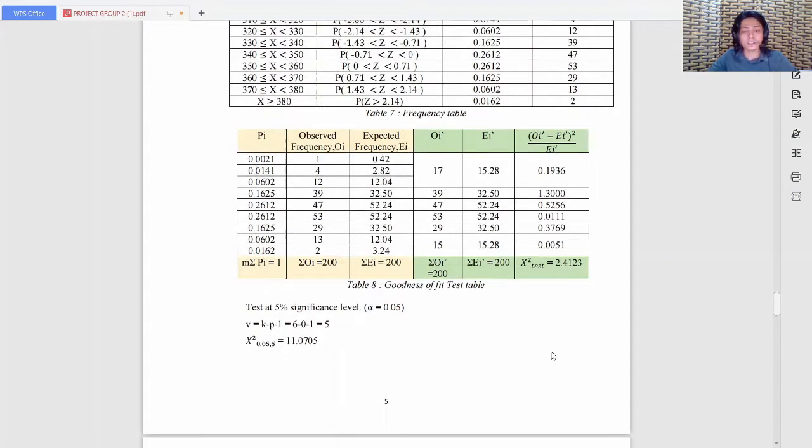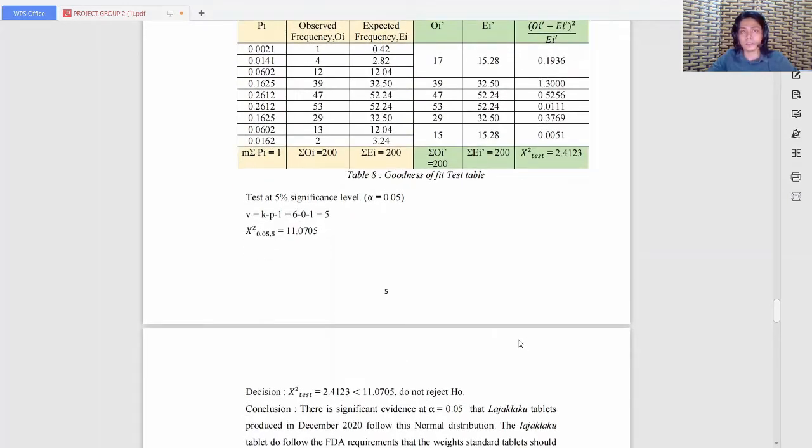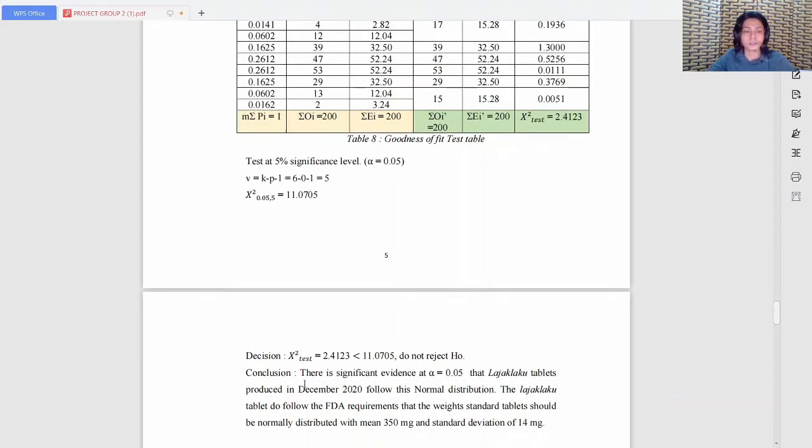It can be said that the chi-square calculated in table 8 is lower than the critical values, so we do not reject H0. To conclude, there is significant evidence at alpha equal to 0.05 that Lajak Laku tablets produced in December 2020 follow this normal distribution. The Lajak Laku tablets do follow the FDA requirements.